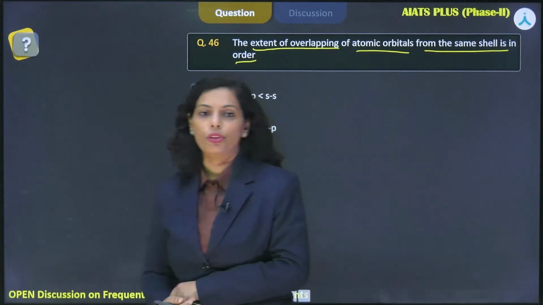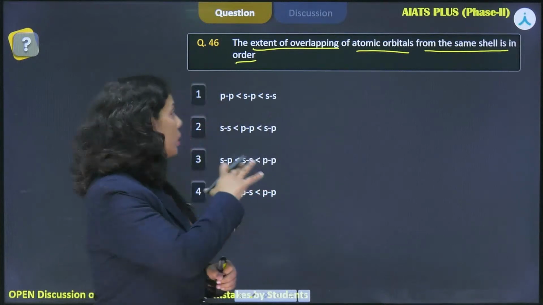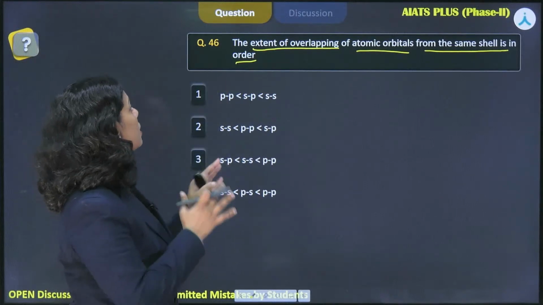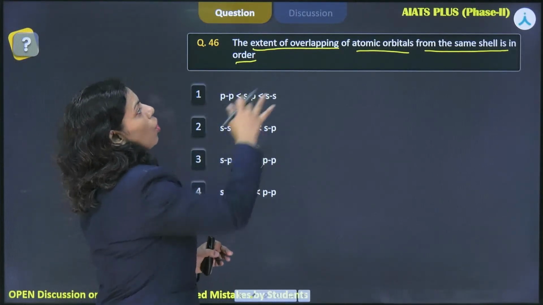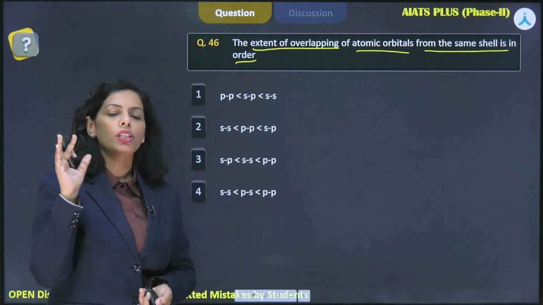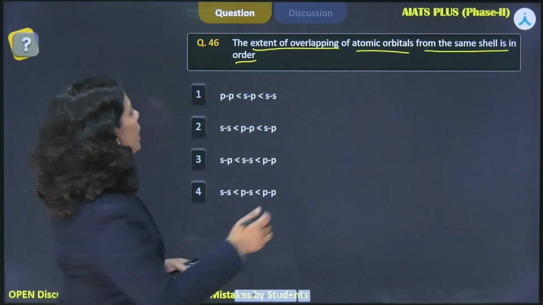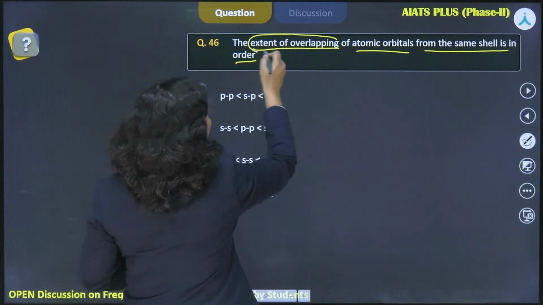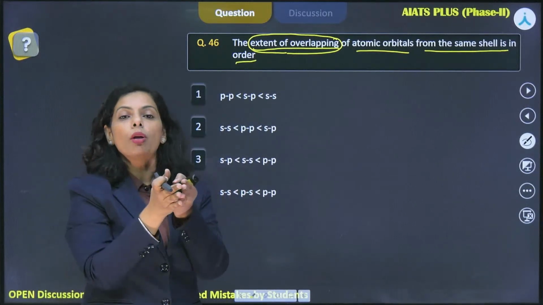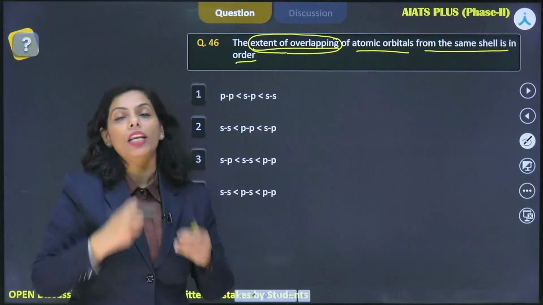What we are doing right now is AIATS Plus Phase 2 question paper number 5B, where the first question is based on the extent of overlapping of atomic orbitals. The question is from chemical bonding: how do atomic orbitals get combined? What is the pattern? The pattern is overlapping.